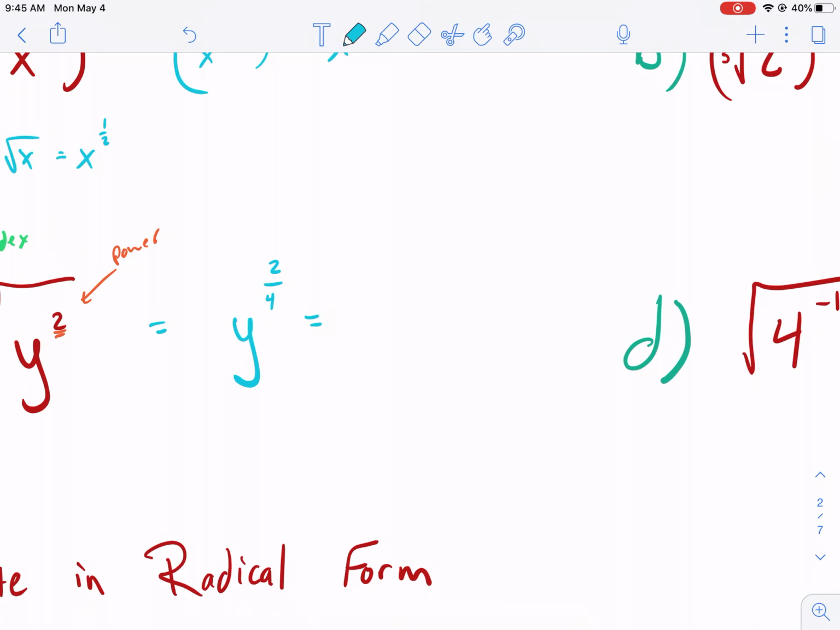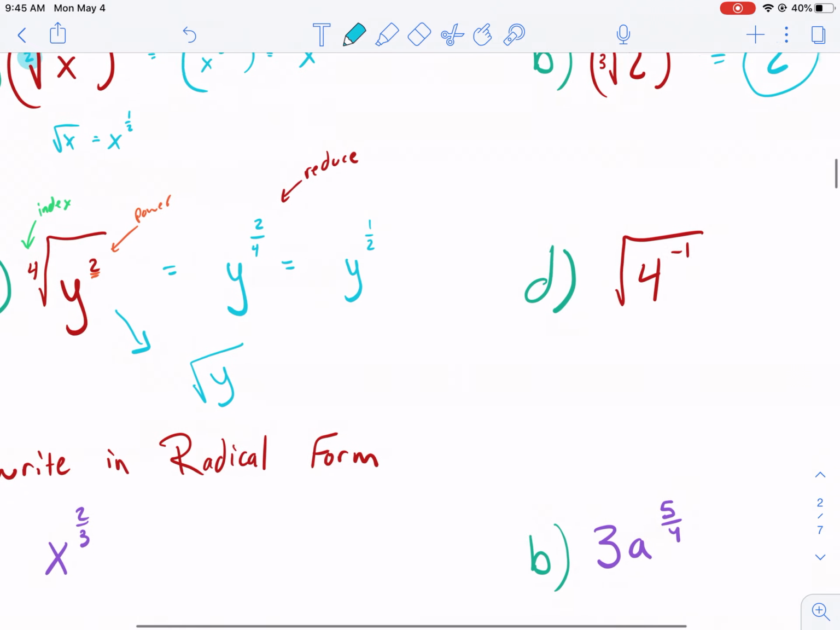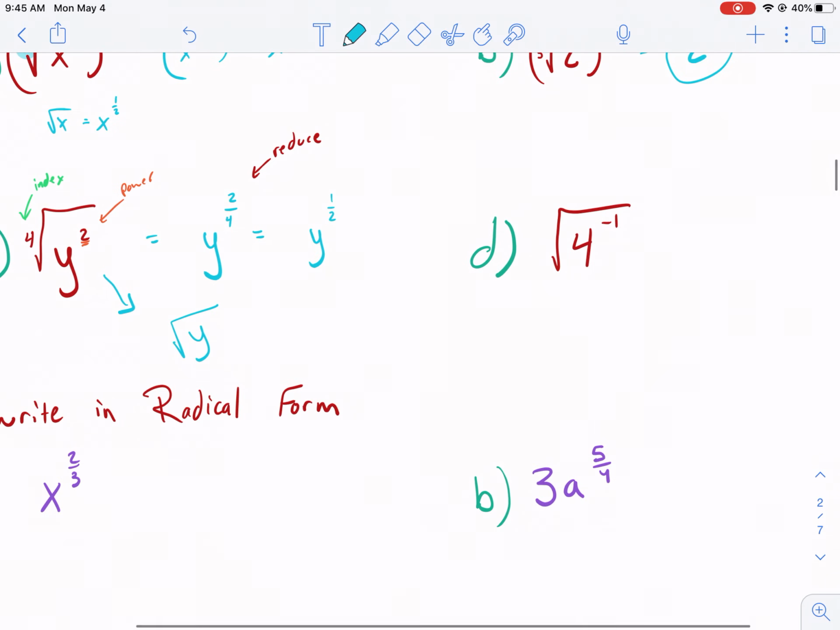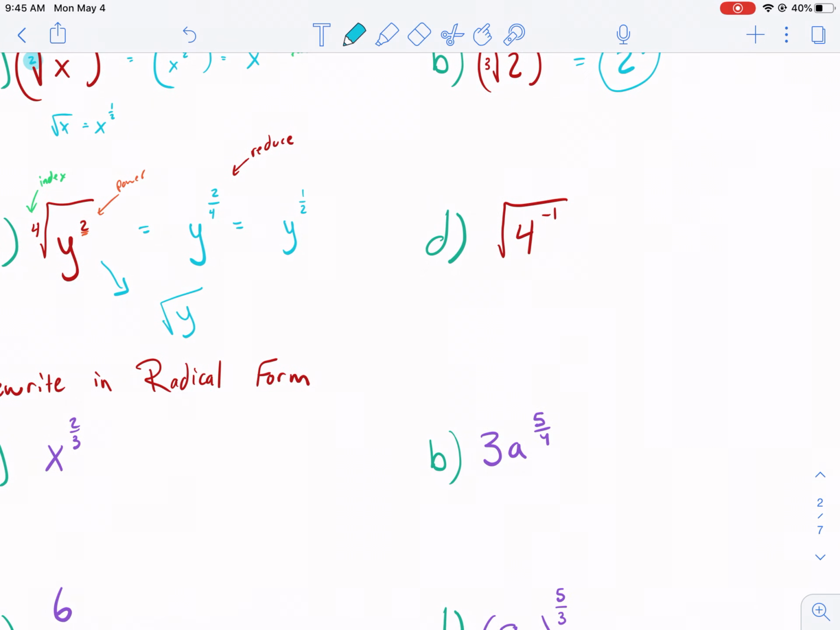Whenever possible, you always want to reduce. So we want to reduce this into the most simplified form. So this equals y to the 1/2 power. Now, if you recognize, y to the 1/2 is the same thing as square root of y, so these two are equivalent. One is just a little bit more reduced. So that's the power of rational exponents, is you can reduce these a little bit more easily. Let's move on to letter D.